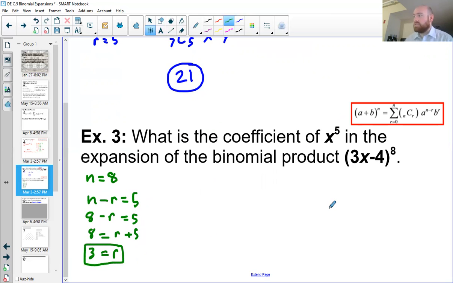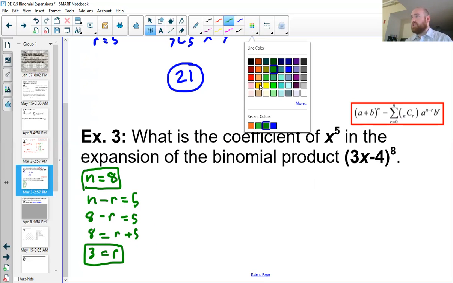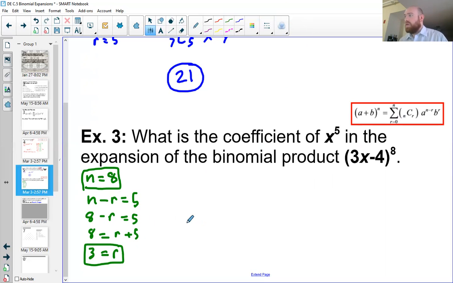So that tells us the values that we need to use in our theorem. n is 8, r is 3. Now we're not doing all the values of r from 0 to 8, we're just doing the value of r that's equal to 3. So let me change color. Let's do this one. We'll be adventurous. So we have n choose r, which is going to be 8 choose 3.